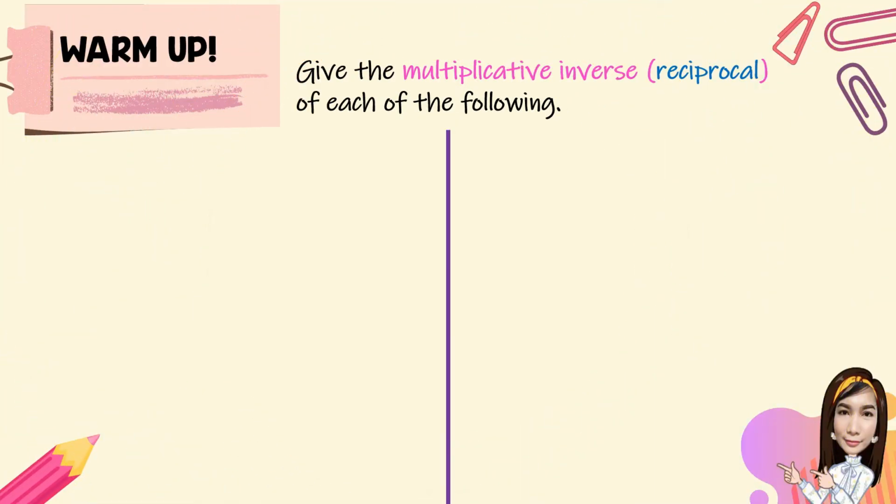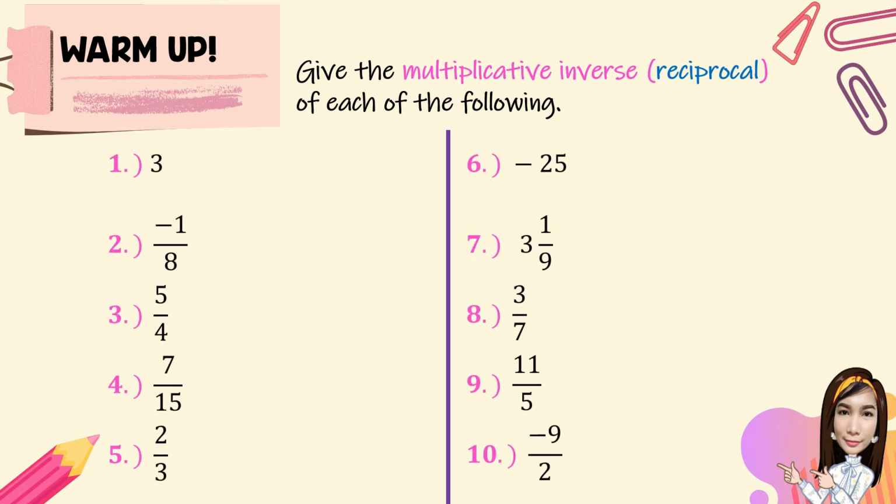Now, before we proceed with our lesson, let's have a warm-up. Give the multiplicative inverse or reciprocal of each of the following. For number 1, we have 3, which can be written as 3 over 1. When we say multiplicative inverse or reciprocal, the numerator 3 turns into the denominator and the denominator 1 turns into the numerator. So, the multiplicative inverse or reciprocal of 3 over 1 is 1 over 3.